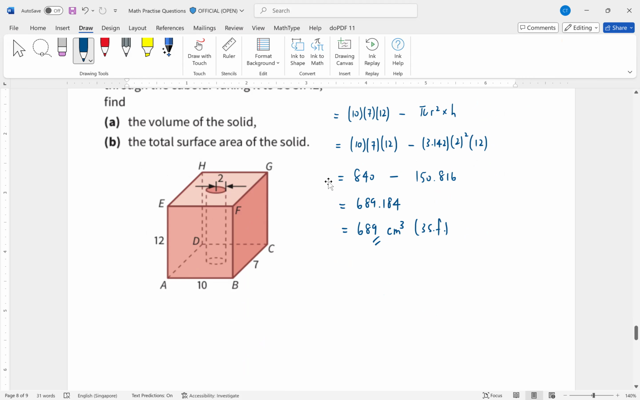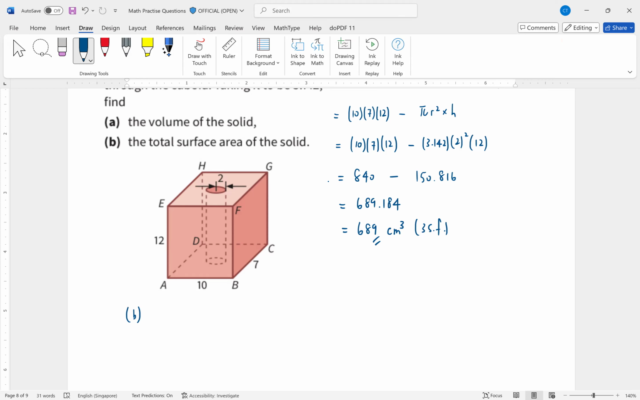Right, let's take a look at part B. Part B is slightly more challenging. It's always slightly harder to find the total surface area. Maybe I'll do a working here for more space to write. So the total surface area is any surface that can come into contact with air.